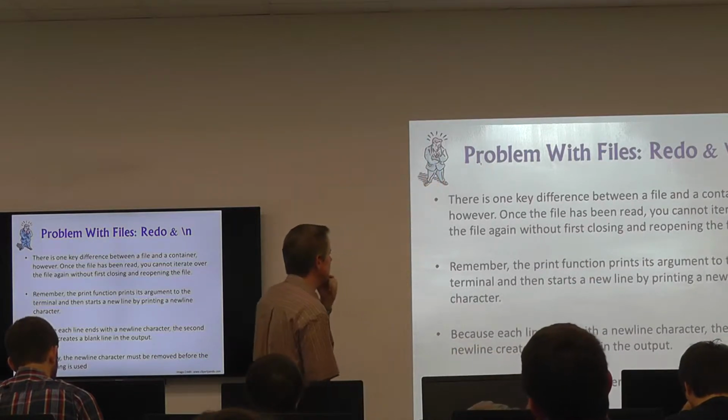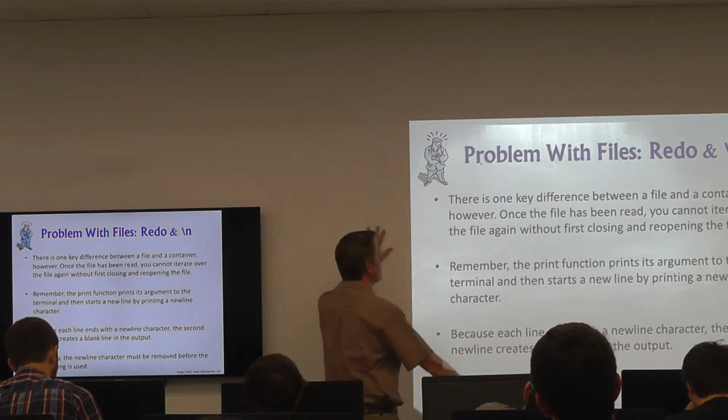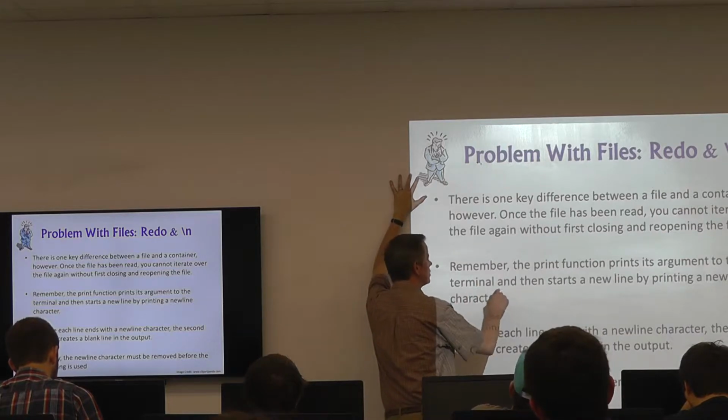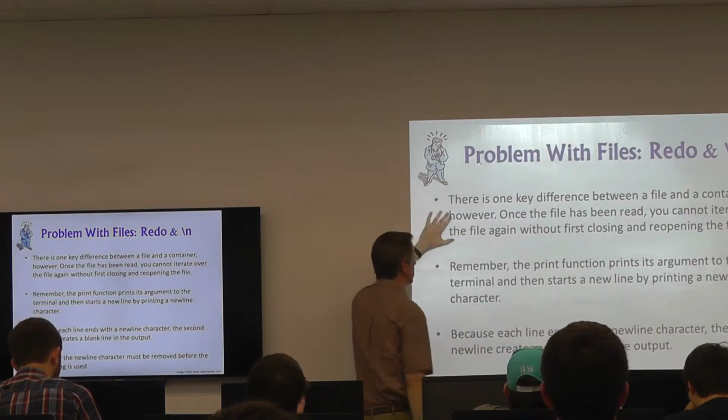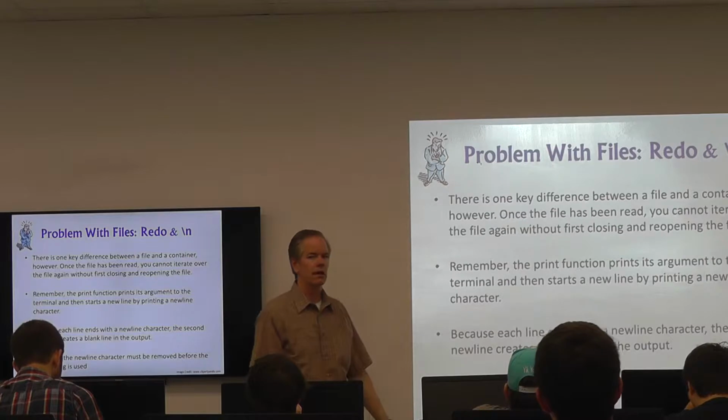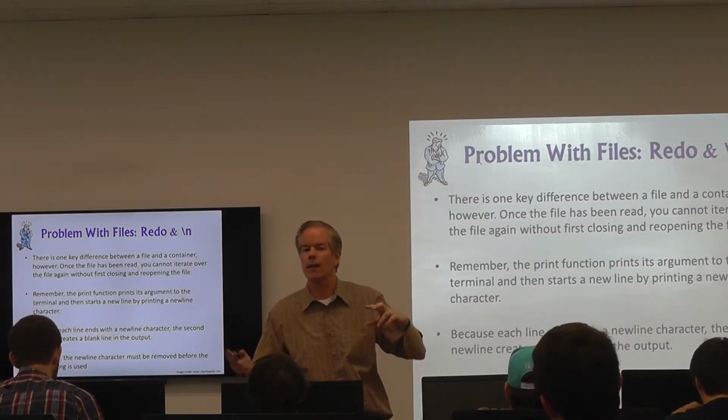Got it? Now, let's remember here for a brief moment that the print function prints its argument to the terminal and then starts a new line by printing a new line character. Right? So every time you print something, where does it end up?